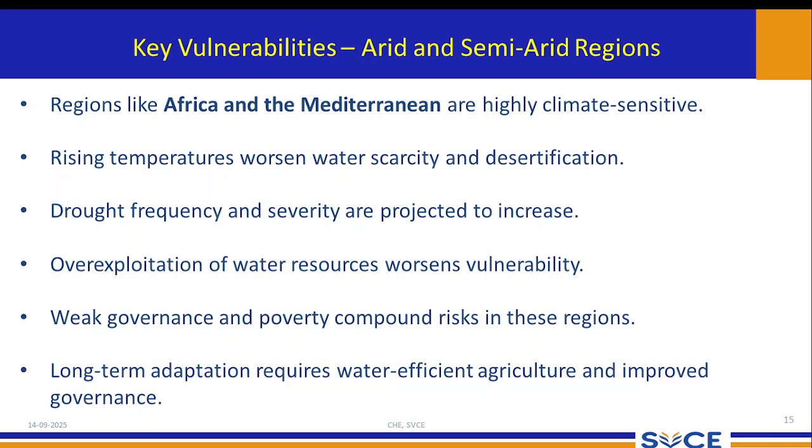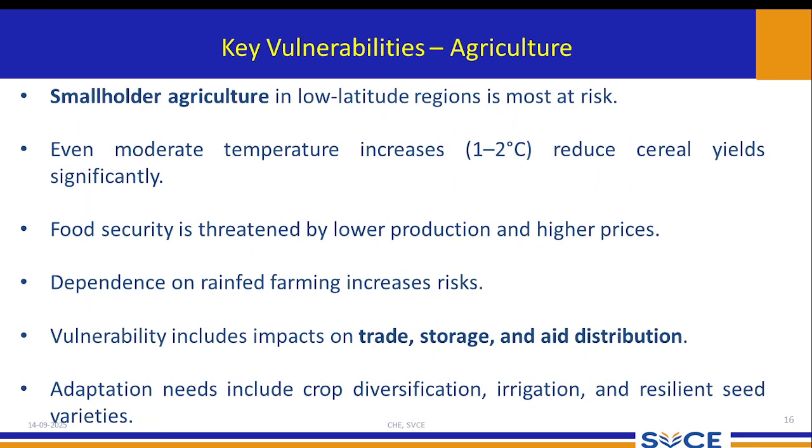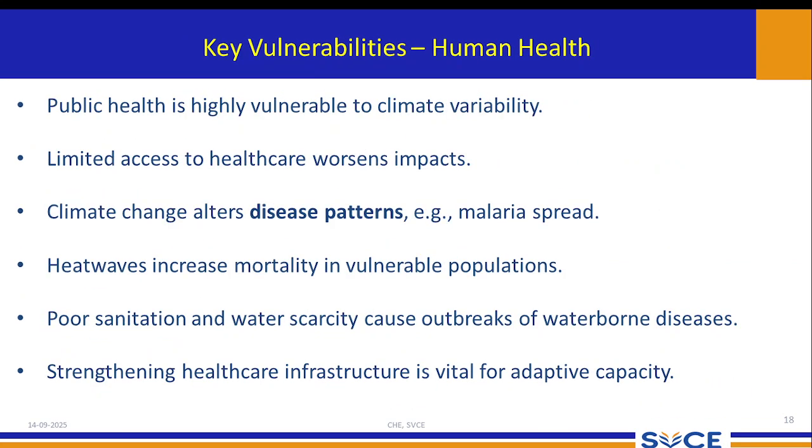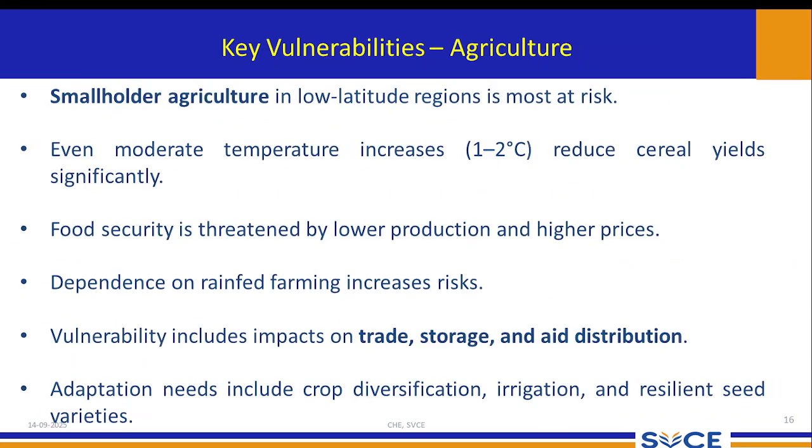So we need adaptive policy making in order to overcome this vulnerability. Otherwise, obviously the situation will become worse. Long-term adaptation requires water-efficient agriculture and improved governance. As I told you, I will discuss the key vulnerabilities in agriculture, ecosystems, and human health. In the first slide, the same thing we are going to discuss now.